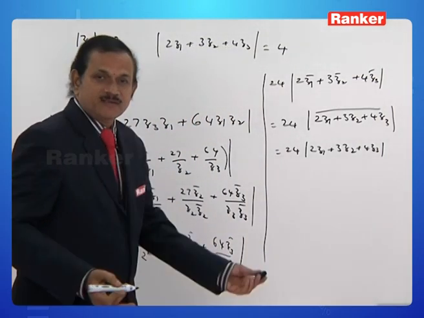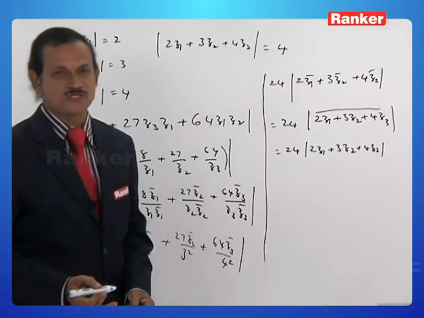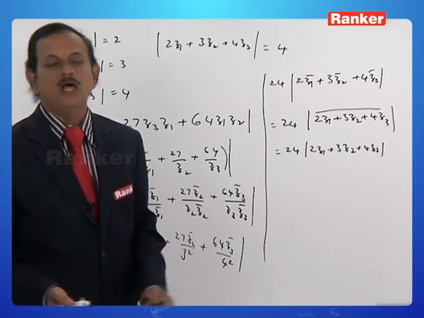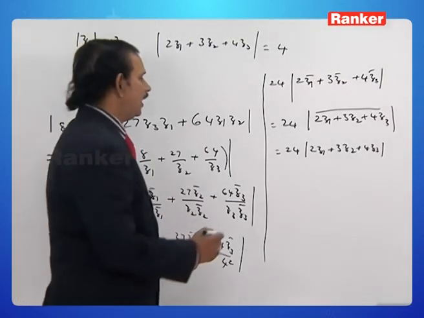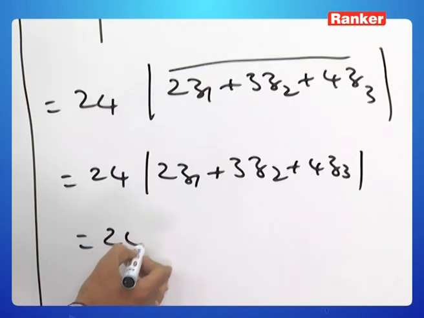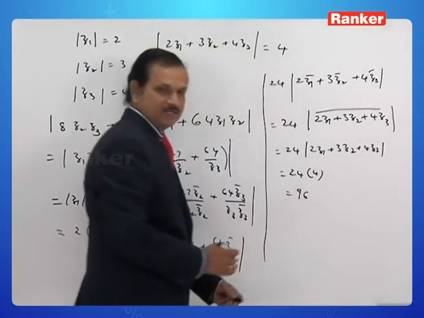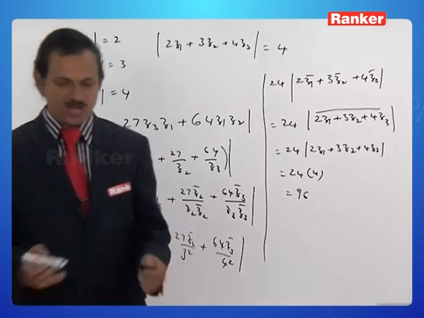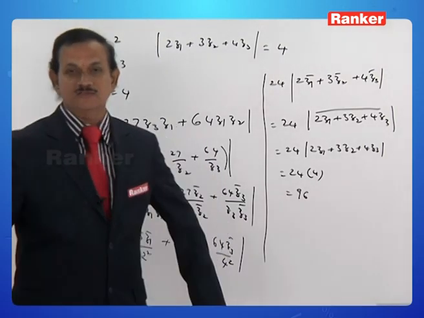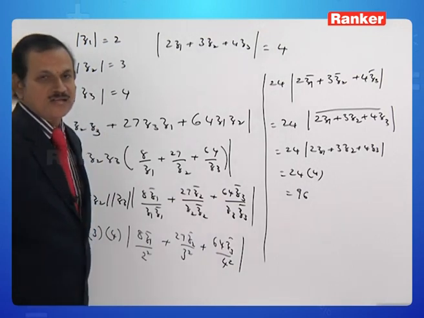Luckily, we are given that value. What is the value of mod 2Z1 plus 3Z2 plus 4Z3? It has been given as 4. Hence, the right answer and the required answer is, of course, 96. Is it available? Yes, of course, it is in option D. The fourth option is the right option. That is 96 is the right answer.